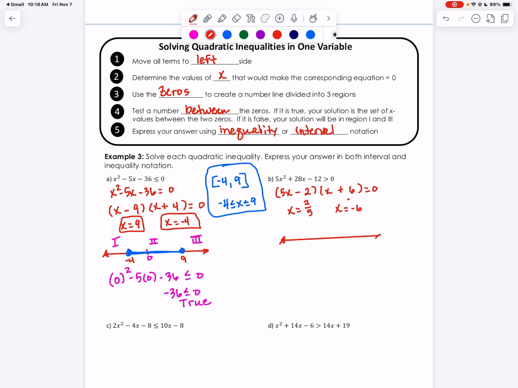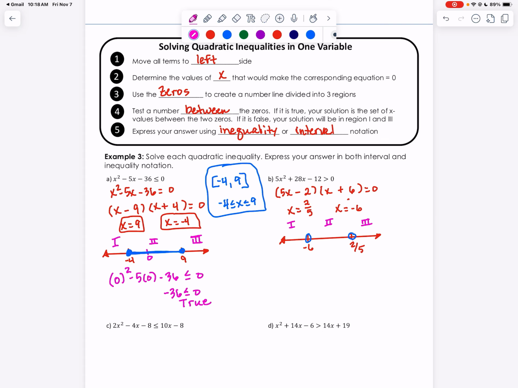Draw my little arrows. So I have a negative 6 and a positive 2 over 5. Now I have to decide, should my circles be open or filled in? In this case, they should both be open. So I'm going to put my zeros on there. Now, what I want you to notice is we've created 3 regions. Everything smaller than negative 6, everything between negative 6 and 2/5, and everything that's bigger than 2/5.